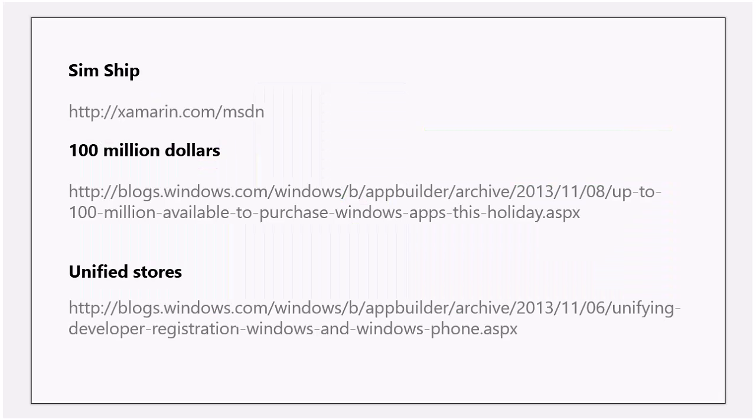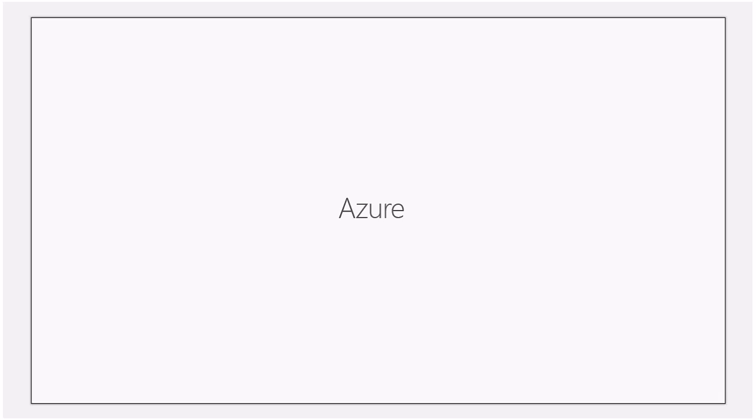This slide contains links to the three things that I've just mentioned. We've got the link to Xamarin's own page, the link to the App Builder blog about the gift cards that are available, and then a link to the announcement around the unified stores. And with that, I'll head it back to my trusty colleague Tiago to talk a little bit about Azure.